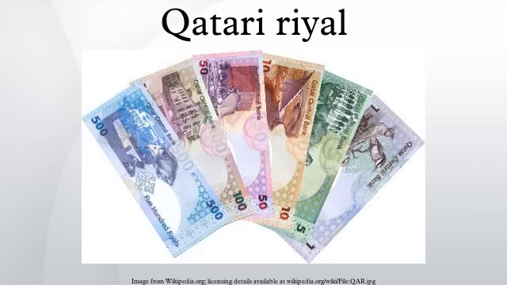The riyal is the currency of the State of Qatar. It is divided into 100 dirham and is abbreviated as either Q or QR. History: until 1966, Qatar used the Indian rupee as currency, in the form of Gulf rupees.